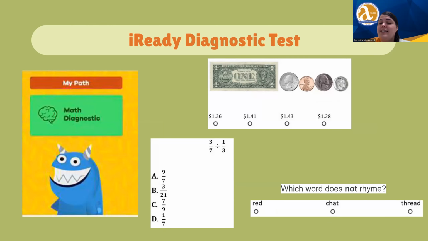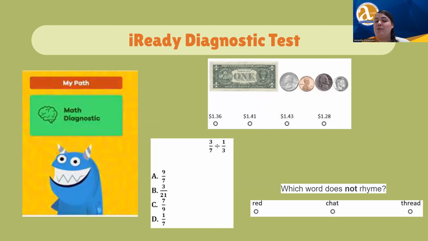The diagnostic test happens 3 times a year. It happens once in September, once in January, and once at the end of the school year in May. So that initial diagnostic test determines how the MyPath is going to work. So these questions that students are going to get are going to be really hard, then really easy until it finds the perfect fit for each individual student.